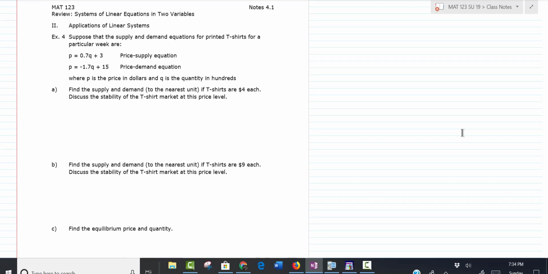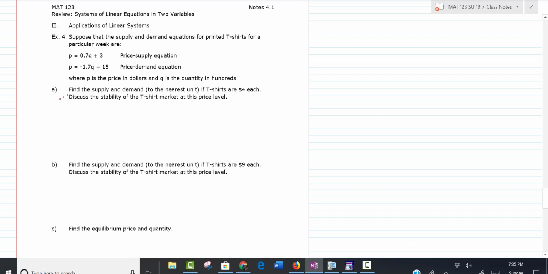Okay, and this is systems of equations here. So this says, suppose that the supply and demand equations for printed t-shirts are, this is the supply equation, P is equal to 0.7 Q plus 3. Demand equation, P is negative 1.7 Q plus 15. So P is a price, and Q is a quantity. P is the price in dollars, Q is the quantity. So we're going to find the supply and demand if the t-shirts are $4 each, and then discuss the stability of the t-shirt market at this price level.